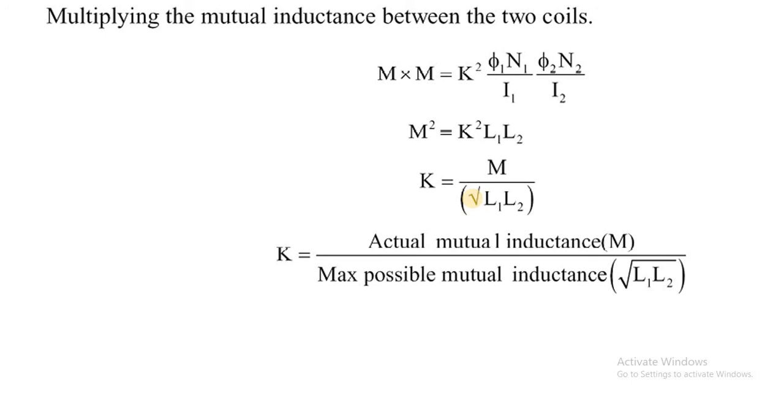So what will be your answer? Yes, 100 flux lines are provided by coil A and 50 flux lines are going to be linked with coil B. What will be your coefficient of coupling? 0.5. K is equal to 0.5.